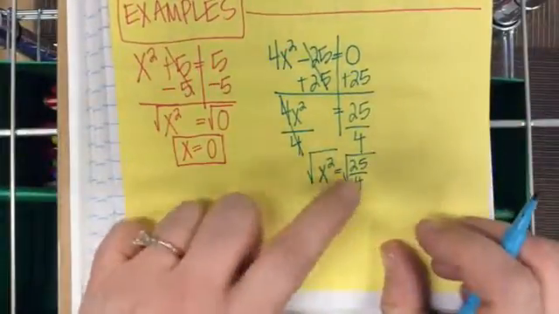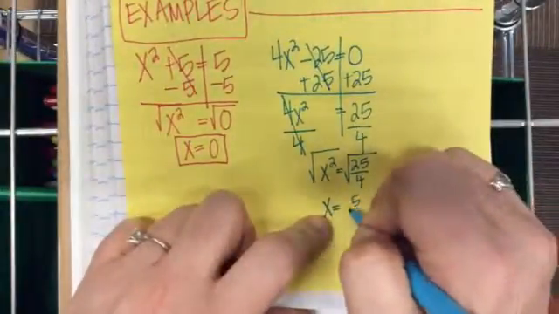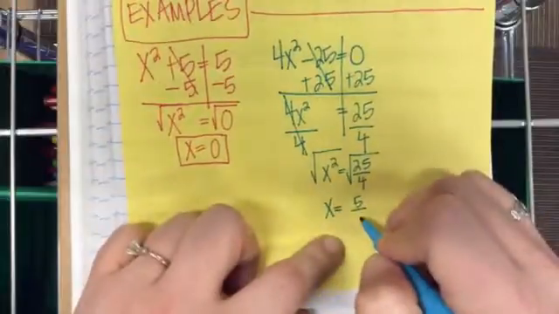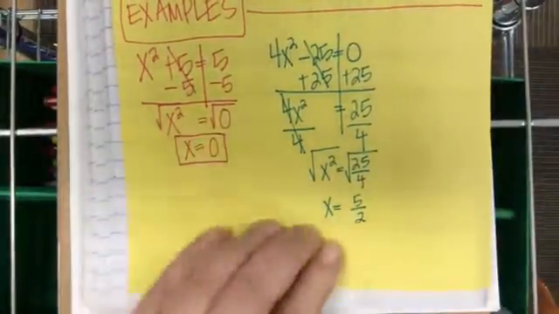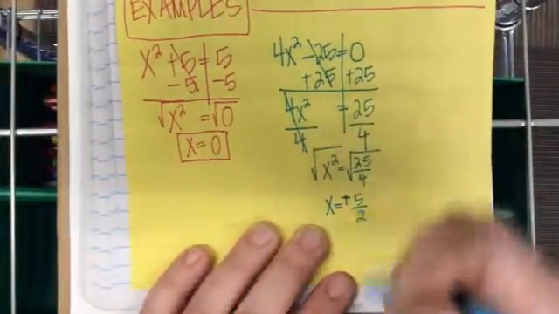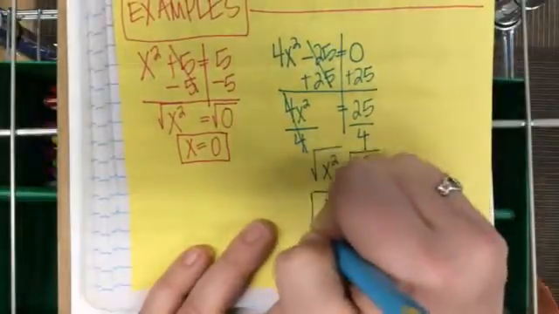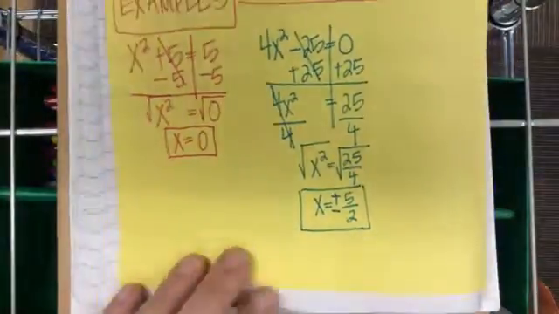So x equals, what's the square root of 25? 5. Over, what's the square root of 4? So is my answer 5 over 2? No. My answer is positive 5 over 2 or negative 5 over 2. There are two solutions to this problem.